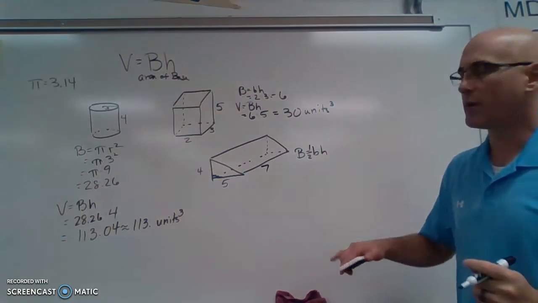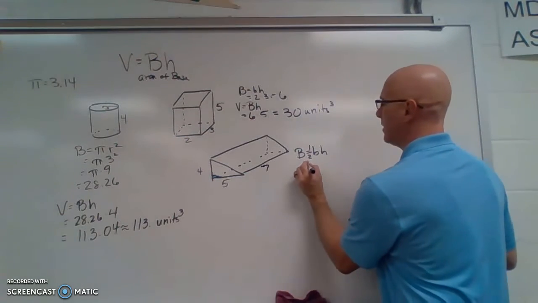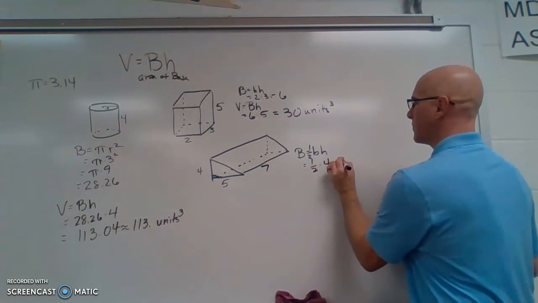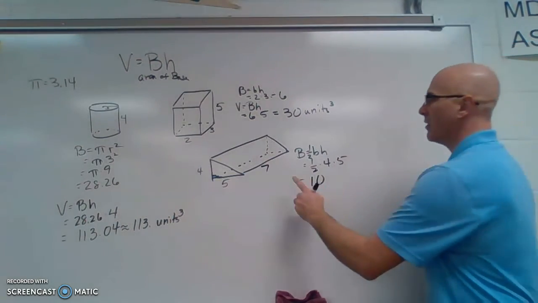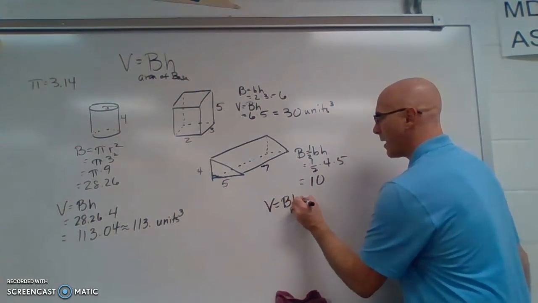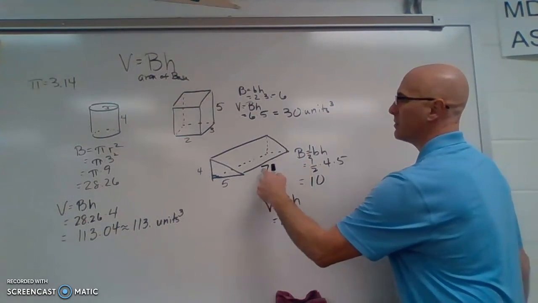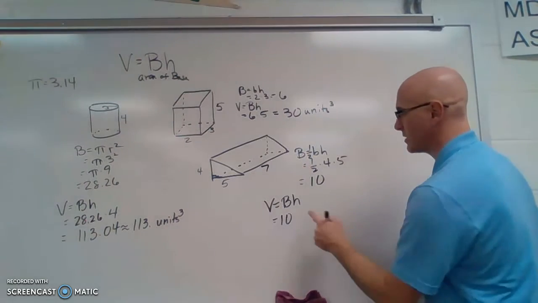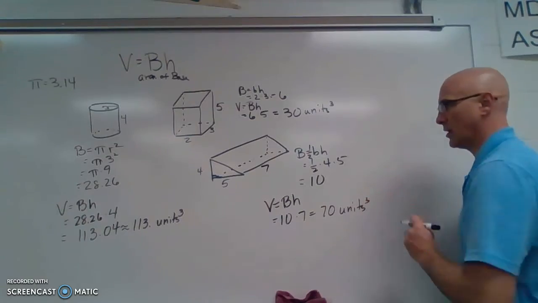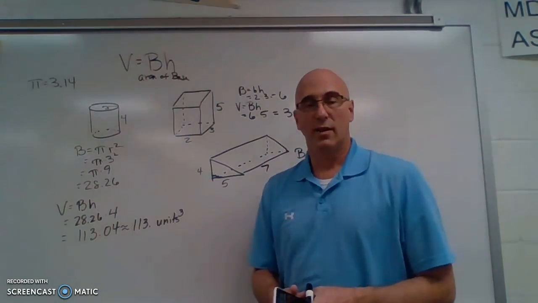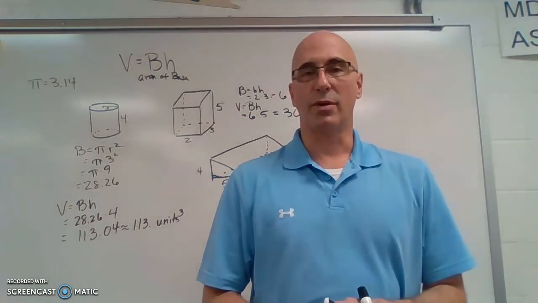And we know that the area of a triangle is 1/2 base times height. So here's a base and a height. So it's 1/2 times 4 times 5, and that equals 10. Then to find the volume, we have capital B times h. So we know that our base is 10. Our height means the distance between the two bases, which is 7. So that is now 70 cubic units. That is how you find the volume of a three-dimensional object, a cylinder and a prism.